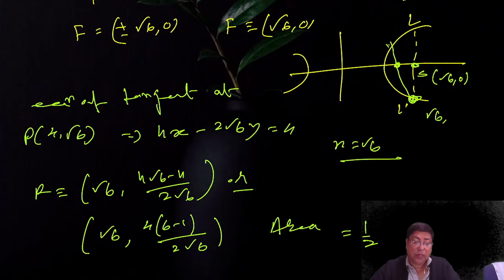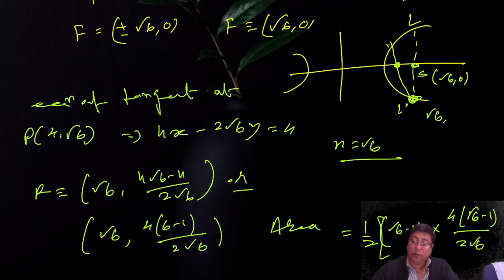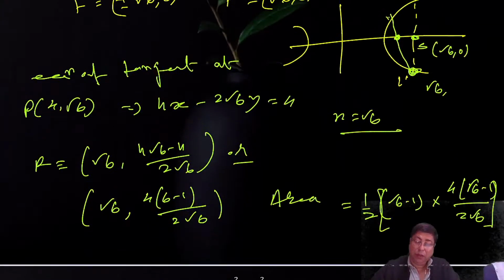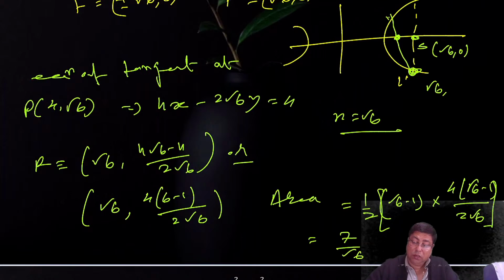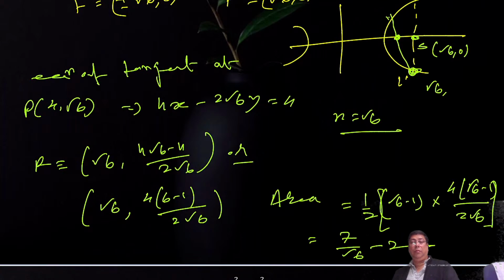So base into altitude is coming to be root 6 minus 1 into height. Altitude is 4 into root 6 minus 1 by 2 root 6. So this is coming to be what? Root 6 minus 1 whole square, and 2 and 4 get cancelled. So the final answer is just minus 2. Just calculate simply and check.